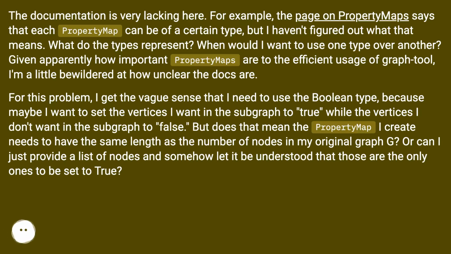For this problem, I get the vague sense that I need to use the Boolean type, because maybe I want to set the vertices I want in the subgraph to true while the vertices I don't want in the subgraph to false. But does that mean the property map I create needs to have the same length as the number of nodes in my original graph G? Or can I just provide a list of nodes and somehow let it be understood that those are the only ones to be set to true?